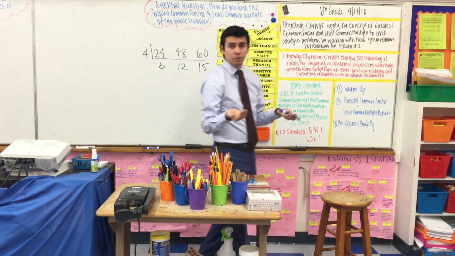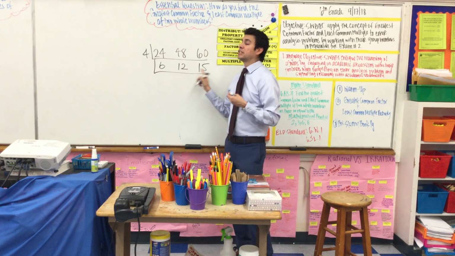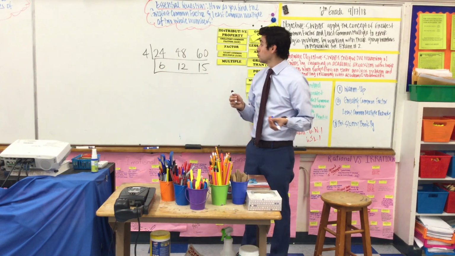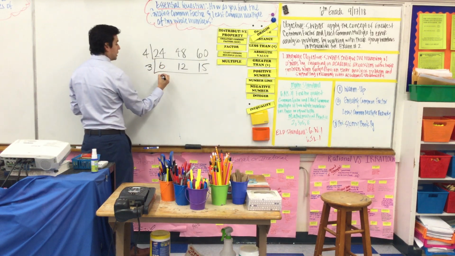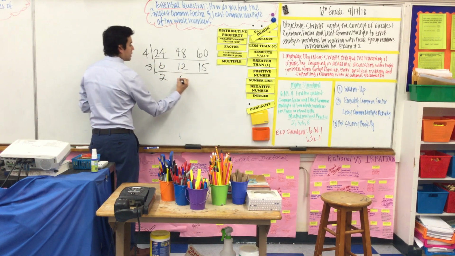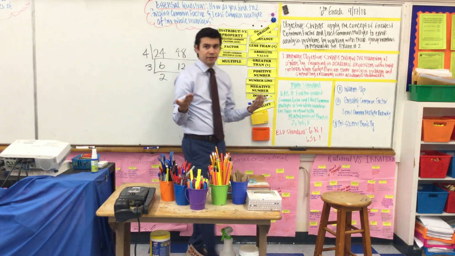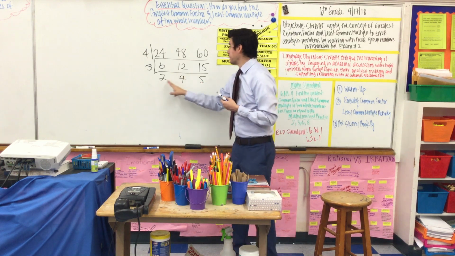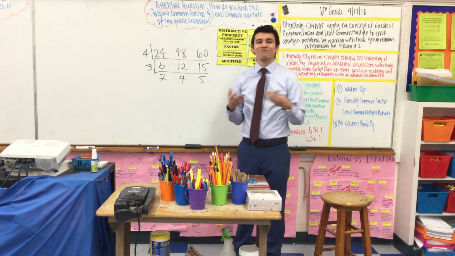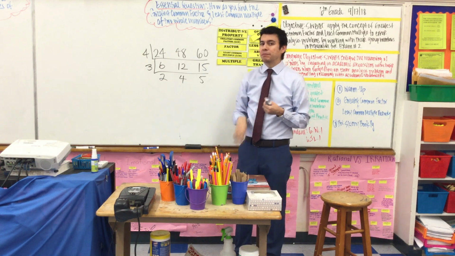Ask yourself again, can you take out a number from all these three? Yes, you can, and it is 3. 6 divided by 3 is 2. 12 divided by 3 is 4. 15 divided by 3 is 5. So we have this. Now, can you take out another number between these three numbers? No, you can't. So now what you're going to have to do is look at them in pairs.